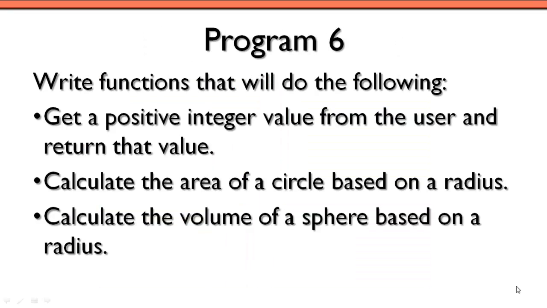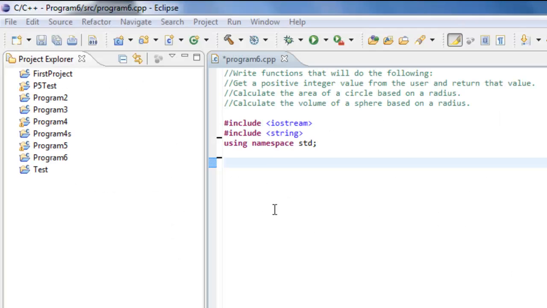Okay, so now that we've looked at how to go about defining a function and also why we use functions in the first place, let's look at what we want to do in program 6. So in program 6, we're going to write 3 different functions. We'll write a function to get a positive integer value from the user and return that value. We'll write a function that calculates the area of a circle based on a radius, and then we'll write another function to calculate the volume of a sphere based on the radius. Alright, so let's go ahead and go over to Eclipse and get started on this program.